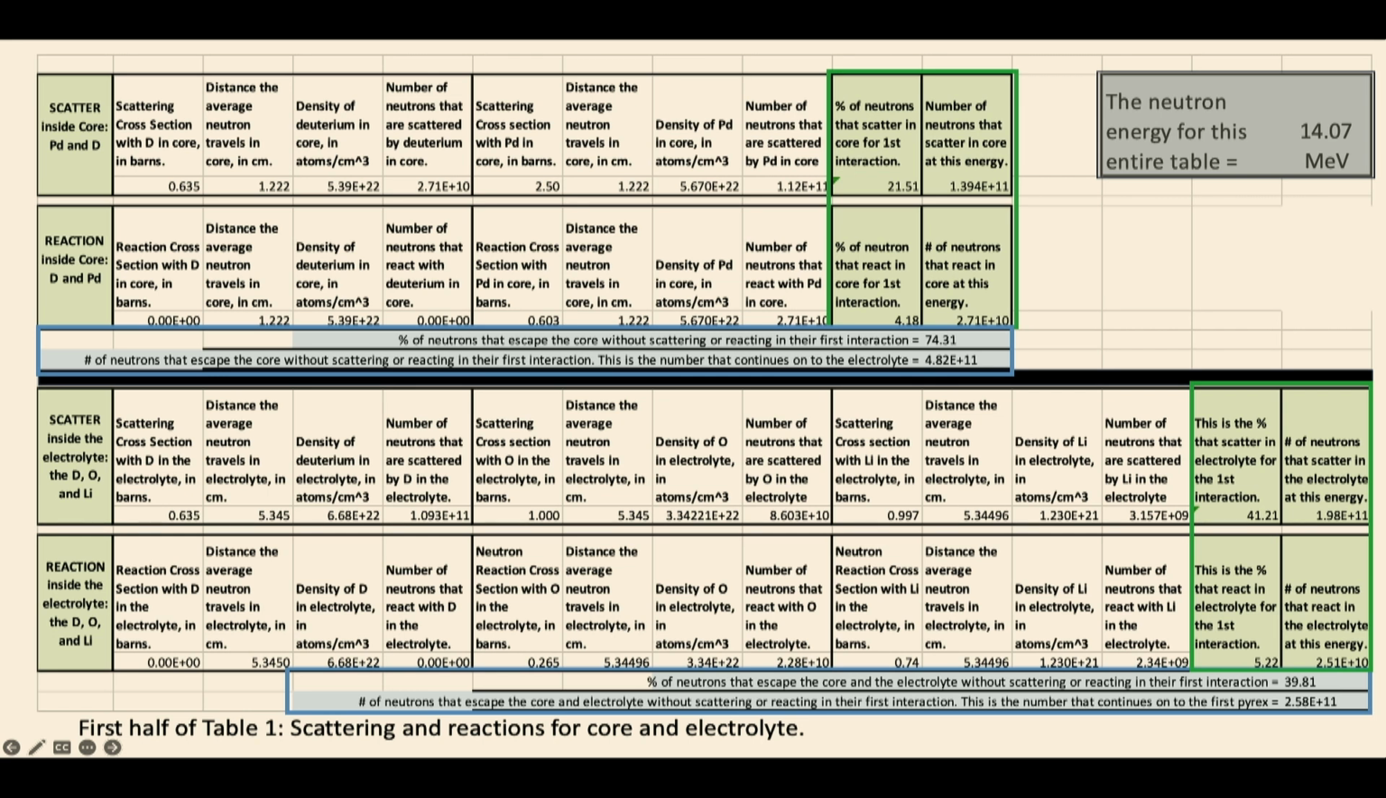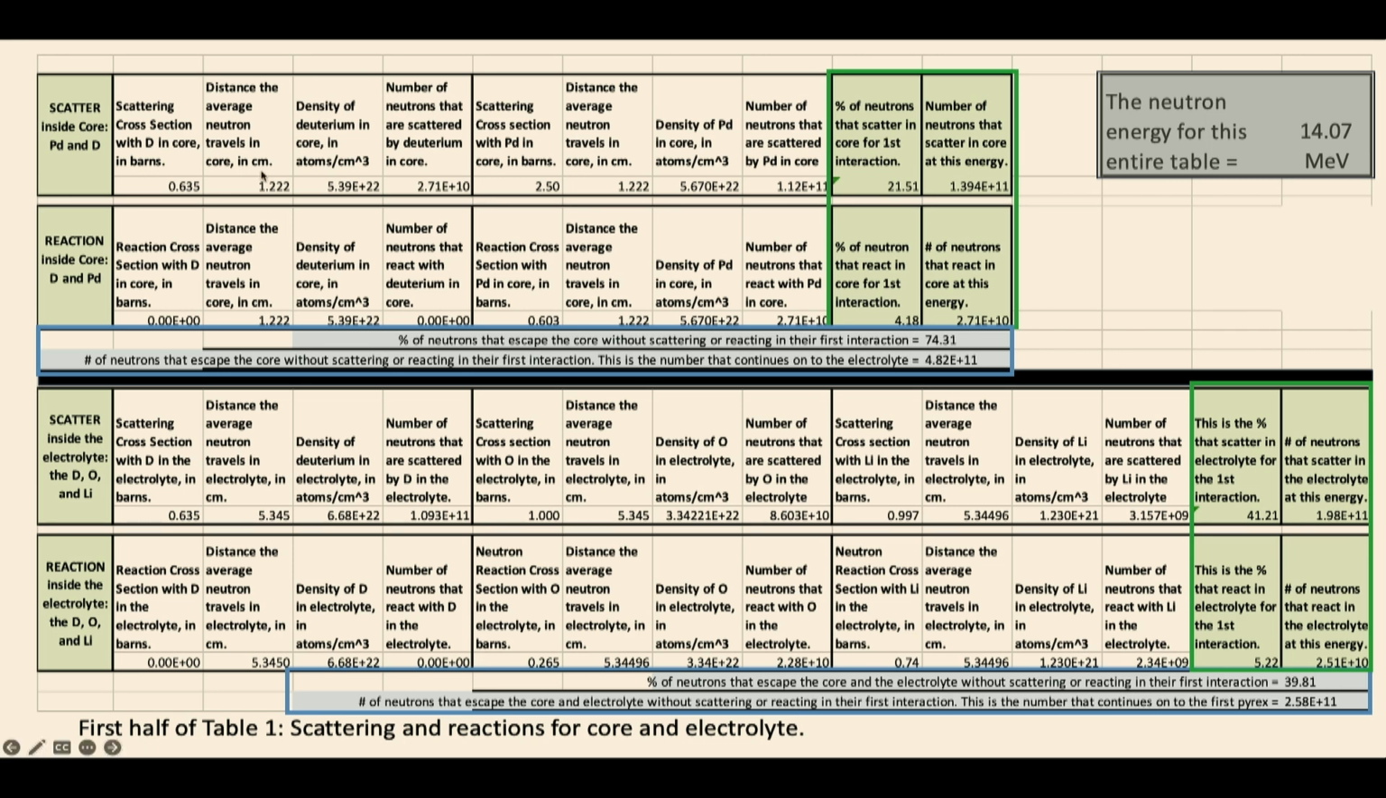This is just the first half of a very large table. It's too big for one slide. The second half is on the next slide. The first row here is the scattering in the core with the palladium and the deuterium. Under that row is the reactions in the core.